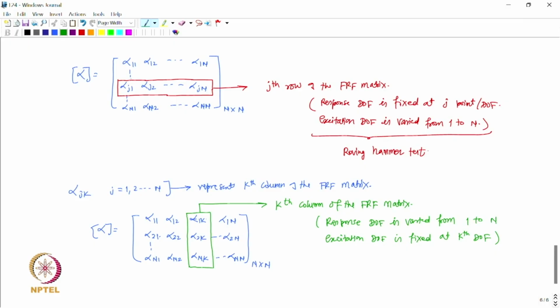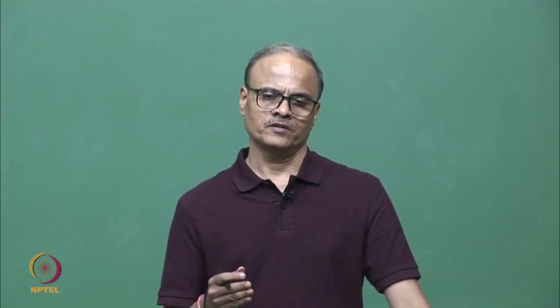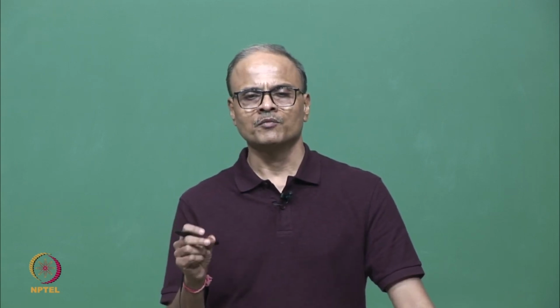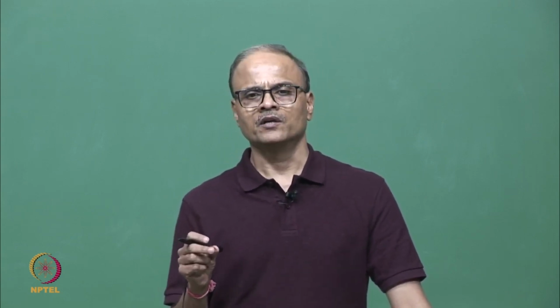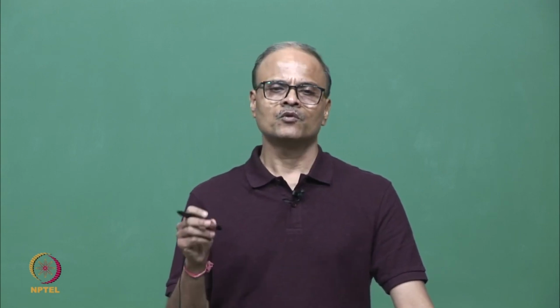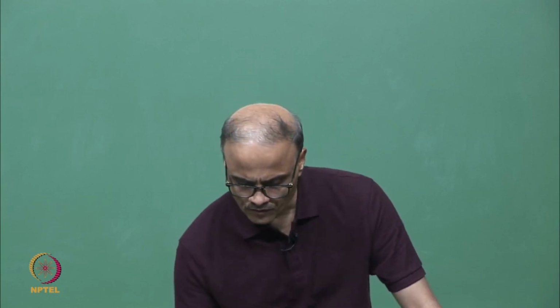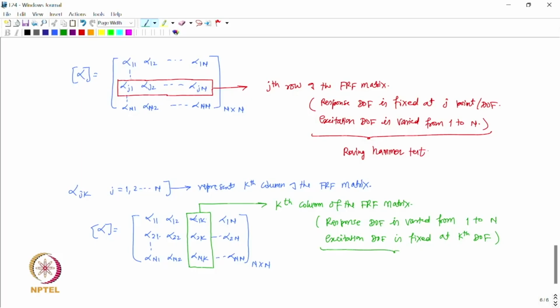So, this strategy in which the response DOF is varied and the excitation DOF is kept fixed is called a roving accelerometer test, because if, let us say, we are using one accelerometer to measure the response, then after measurement being completed at one point, we will have to move the accelerometer to the next point and then to the next point. So, this strategy of FRF measurement is referred to as a roving accelerometer test.